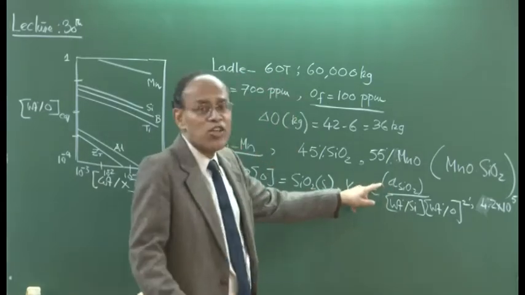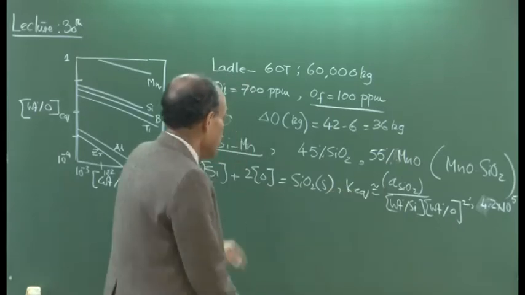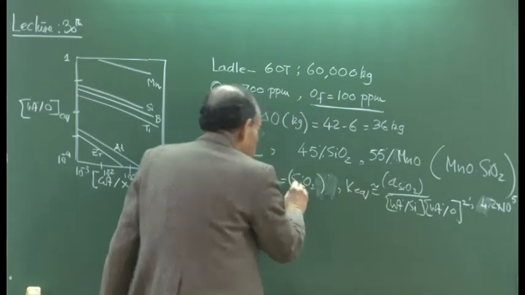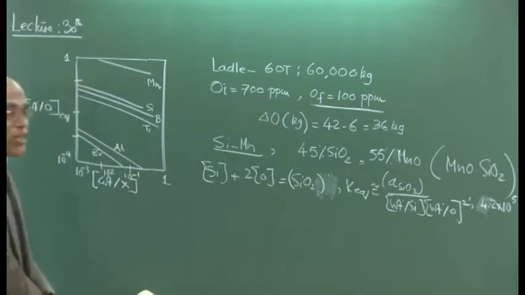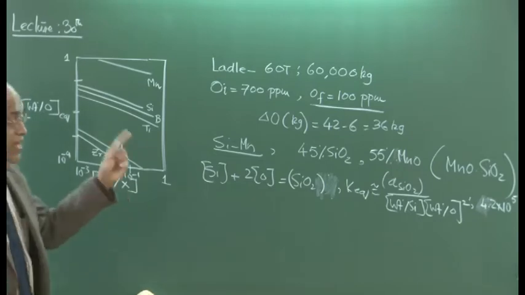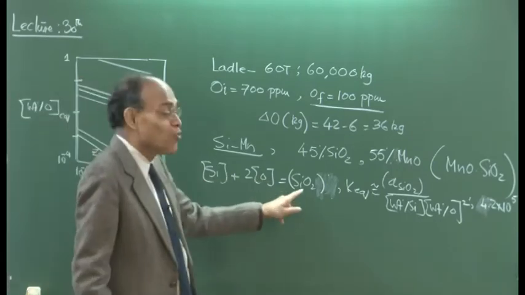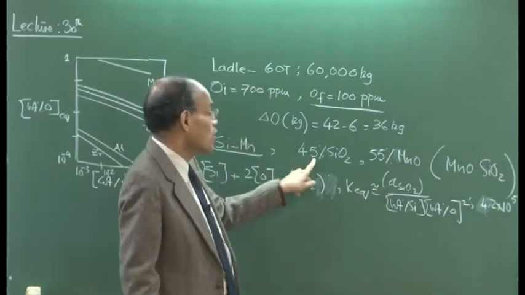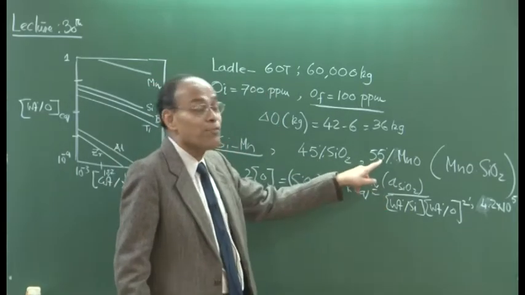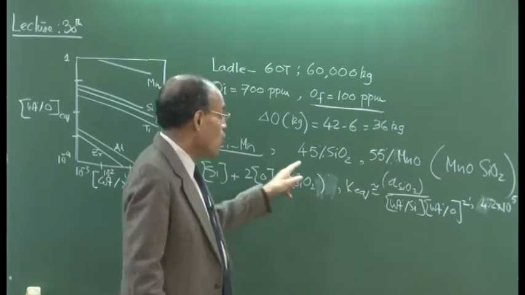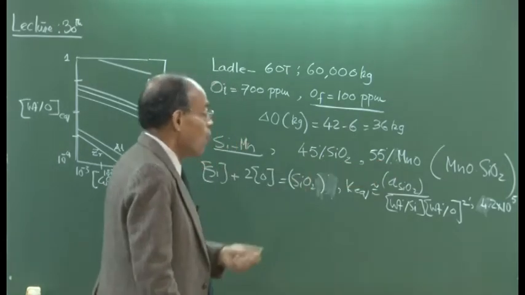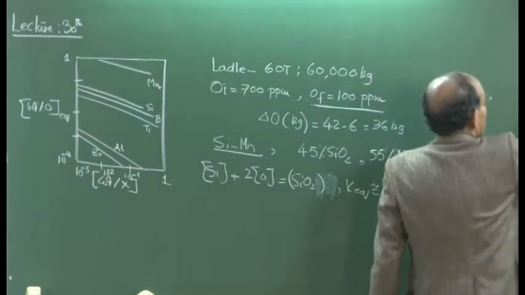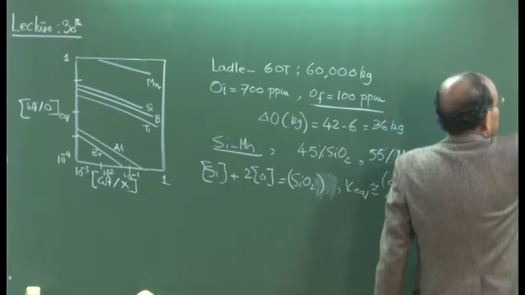Then we have the activity of silica, which is not equal to 1. I will write it down like this, which essentially means it is in combination with some other phases, and it is there as MnO-SiO2. So, its activity is going to be less than 1. How do we know the activity? Because we know that the deoxidation product is 45% SiO2, 55% MnO. So, we should have what is known as an activity composition phase diagram. Activity composition diagram is needed.